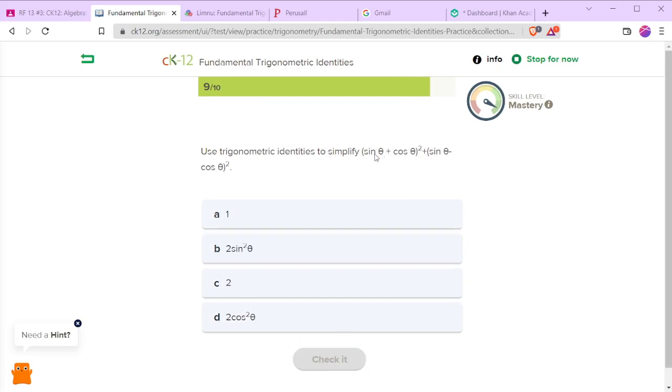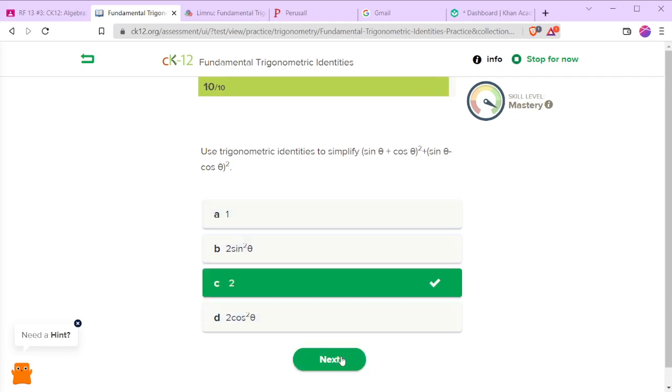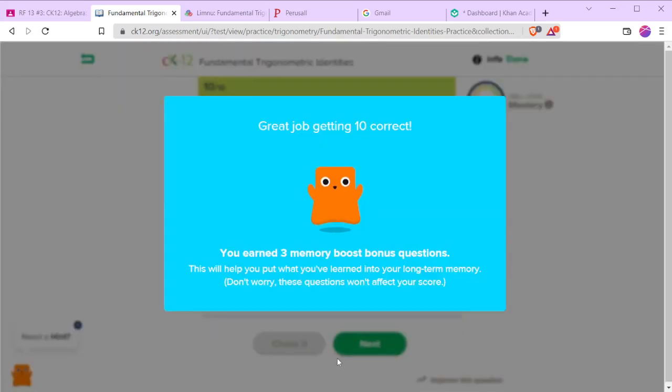Now again, we'll have sine squared plus cos squared plus 2 sine cos. And then sine squared plus cos squared minus 2 sine cos here. The cross terms cancel. So we have 2 sine squared plus 2 cos squared. That's 2. And that hits our 10 out of 10.